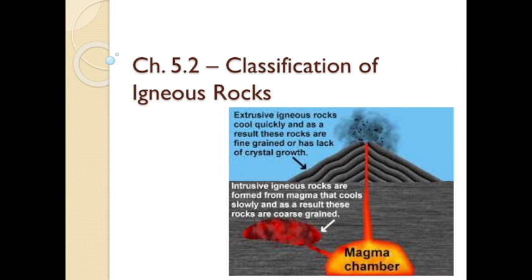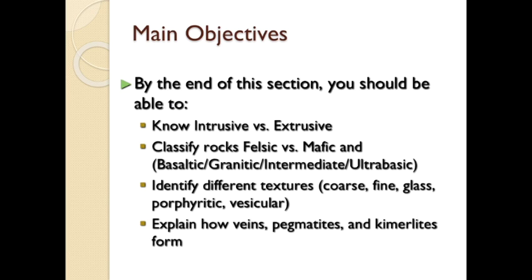Let's jump into chapter 5.2 and look at the classification of igneous rocks. By the end of this section, you should be able to explain the difference between intrusive and extrusive rock. You should be able to classify rocks based on felsic versus mafic, and then also based on the four main classifications of igneous rocks, being basaltic, granitic, intermediate, and ultrabasic.